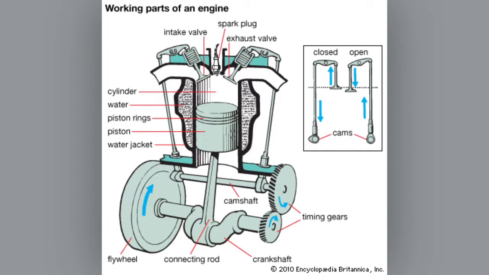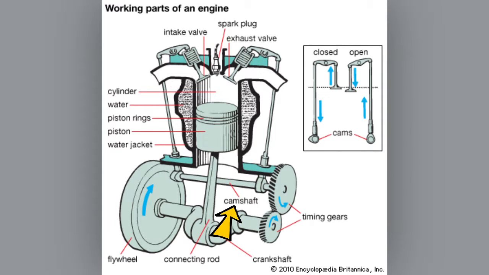Let's go over the parts of an engine. The cylinder is a space where fuel goes and where it is compressed and eventually burned. The piston moves up and down the cylinder to compress the gasoline. The crankshaft is connected to the piston by a connecting rod. It converts the up and down motion of the piston into rotary motion.